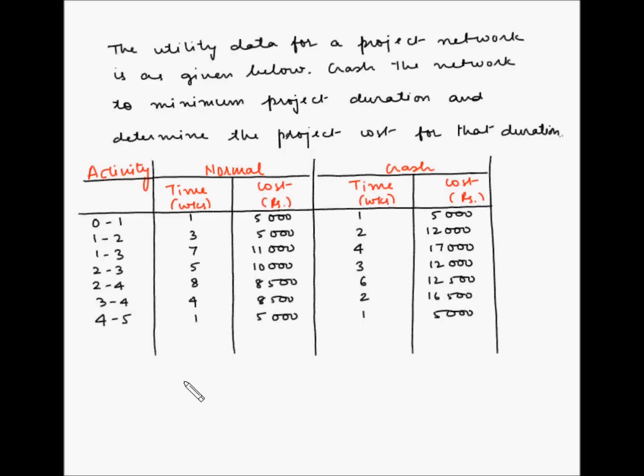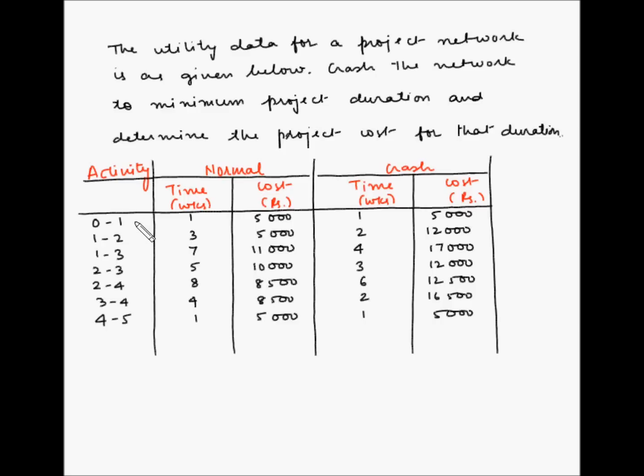The utility data for a project network is as given below. Crash the network to minimum project duration and determine the project cost for that duration. So we have been given the information regarding a project network.